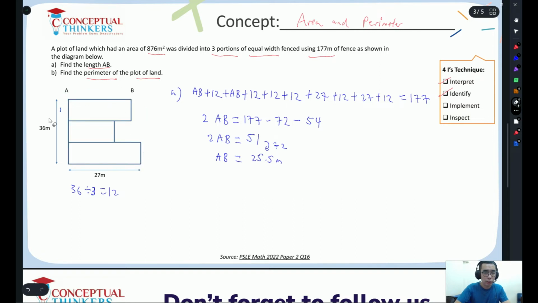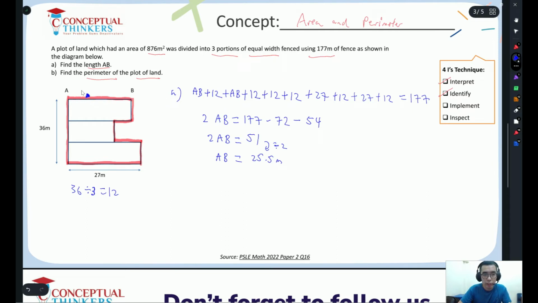Okay, so let's focus on part B, which is to find the perimeter for the plot of land. If you look at the perimeter, it should be this length plus this, plus this, plus this, plus this. So this will give me the perimeter of the plot of land, which means that we are not looking at anything inside the plot of land.